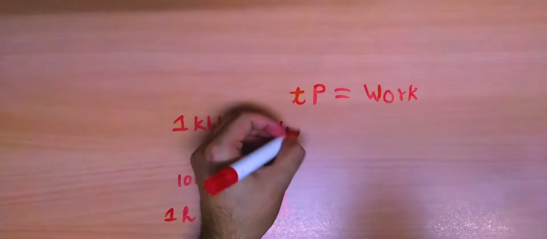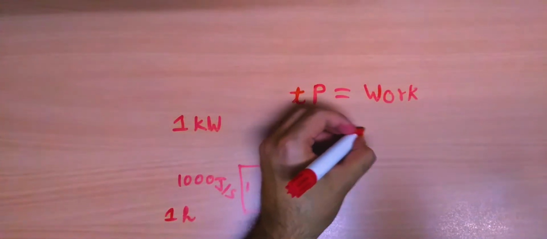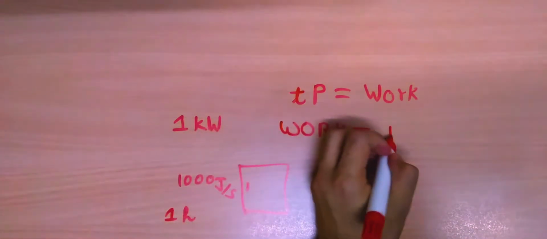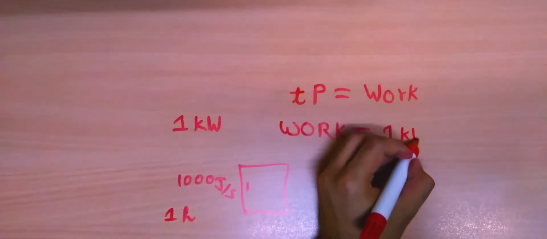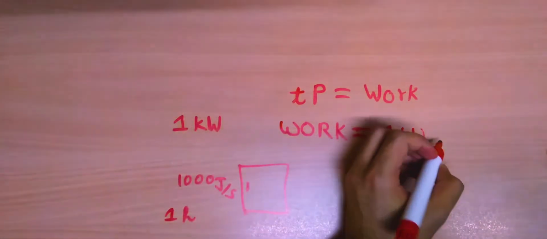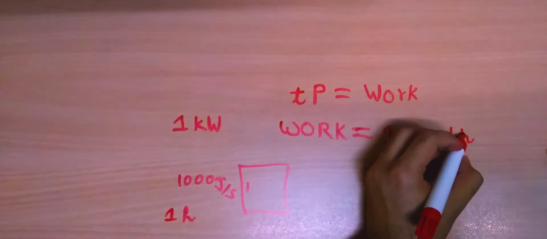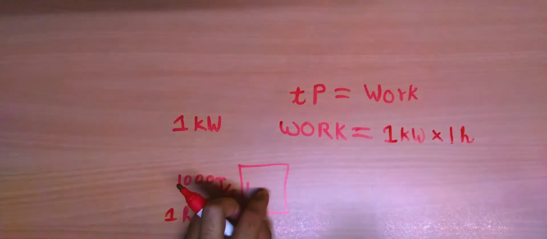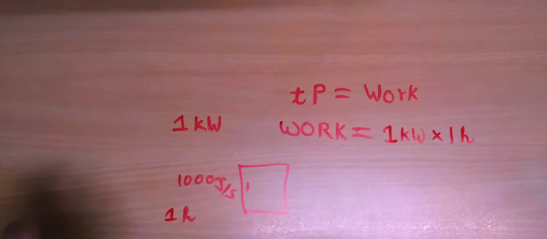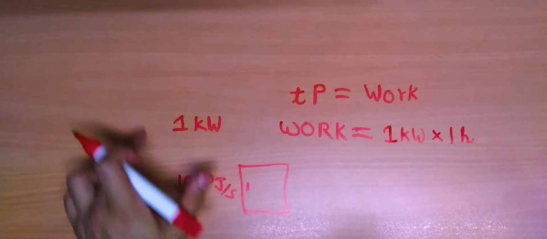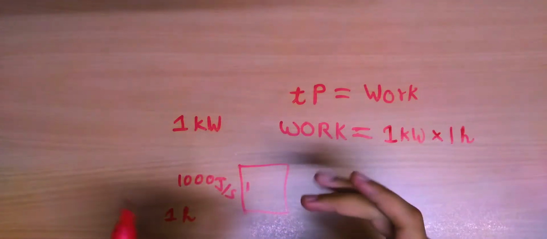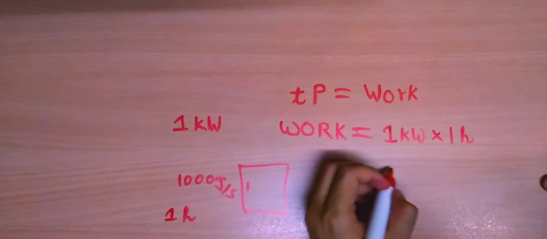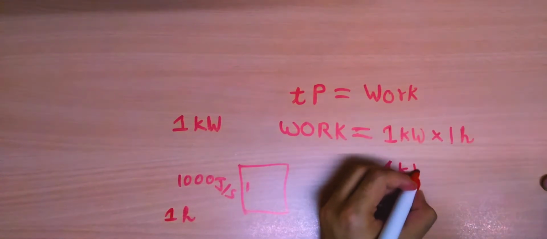So if I have to find work or energy, they're the same thing, right? I can take the power and multiply it with the time. Power is 1 kilowatt and the time it runs for is 1 hour. Let's just call that h. So the amount of work this refrigerator would do, or the amount of energy it would use, if it is rated at 1 kilowatt and works for 1 hour, is 1 kilowatt into 1 hour, or rather 1 kilowatt hour.